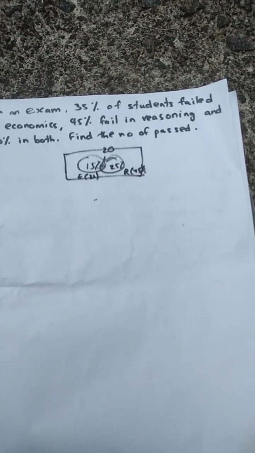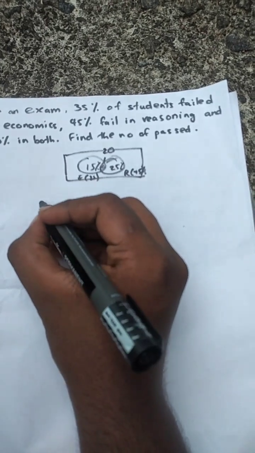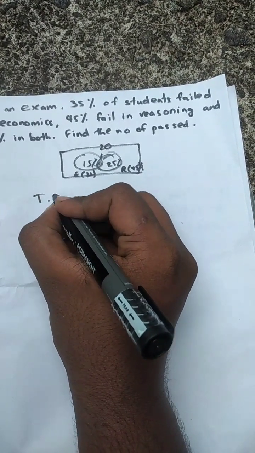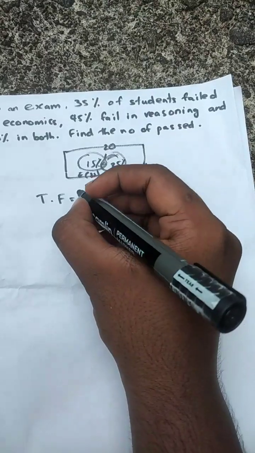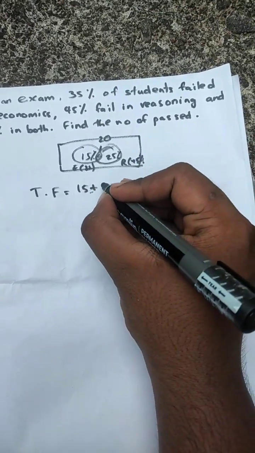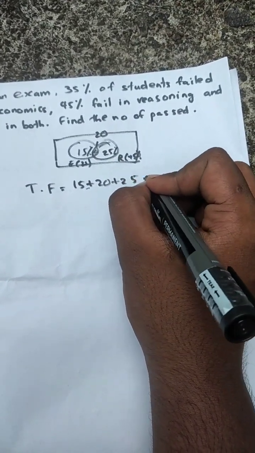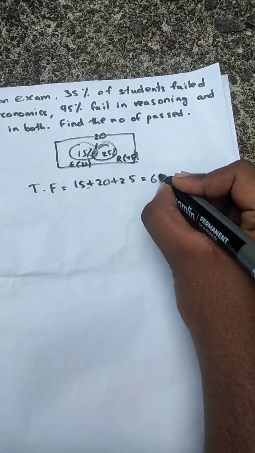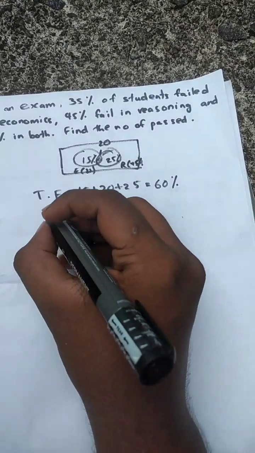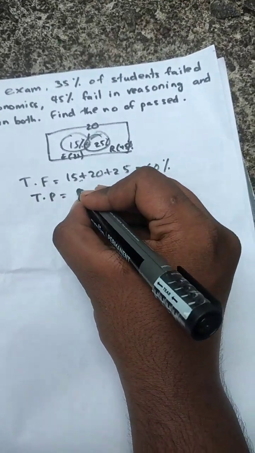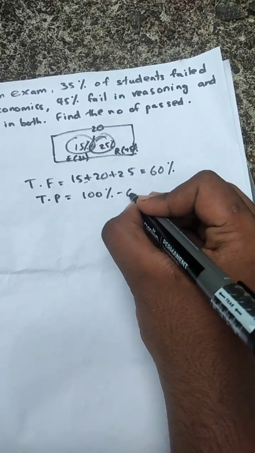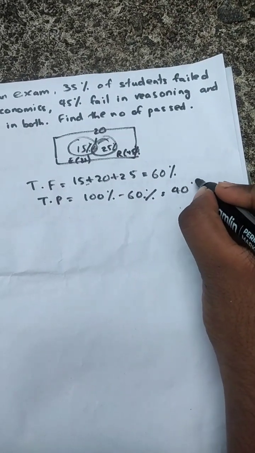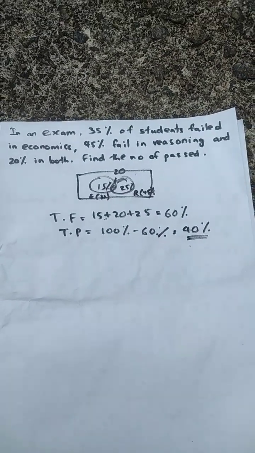Now we want to find the number of passed students. First we add these numbers to find the total failed in the examination. Total failed is 15 plus 20 plus 25. 15 plus 20 is 35, and 35 plus 25 is 60%. If we find total fail, then total pass follows. We know that 100% of students are in the class and 60% of students failed in the examination. That means 40% of the students passed the examination.